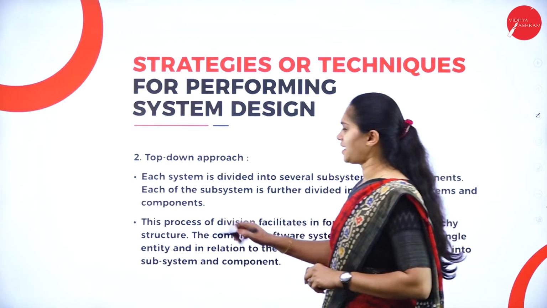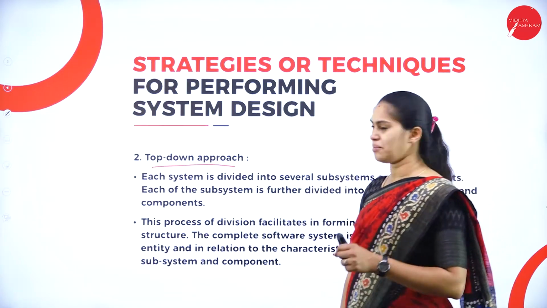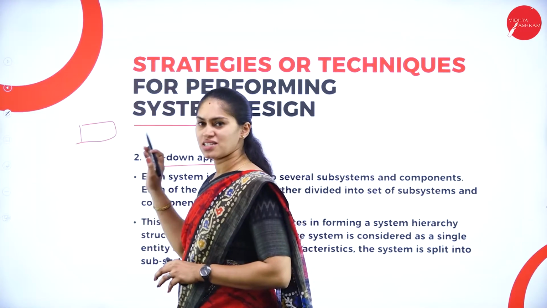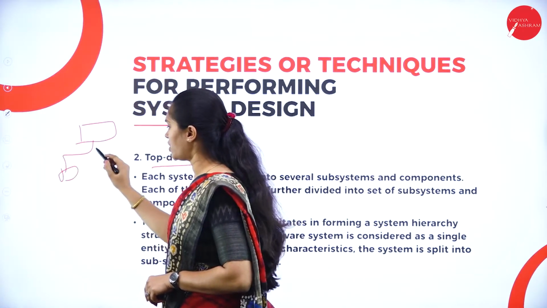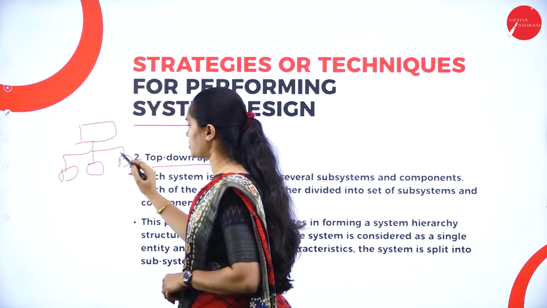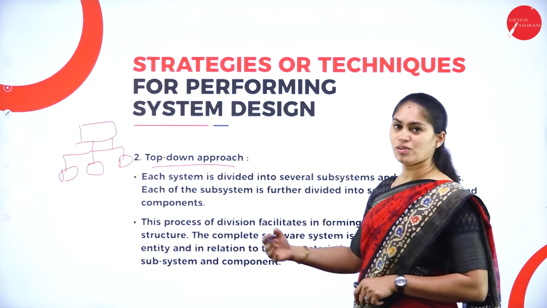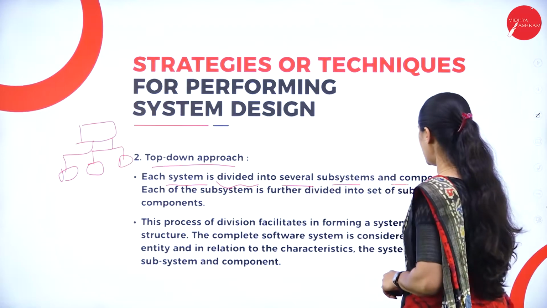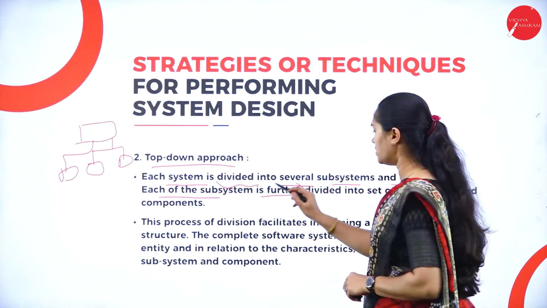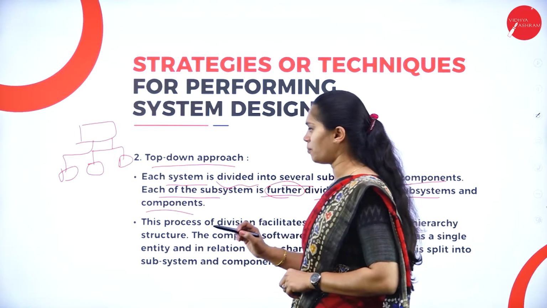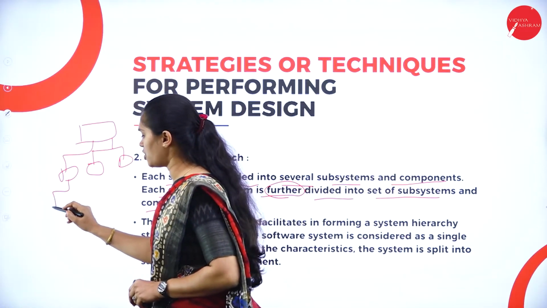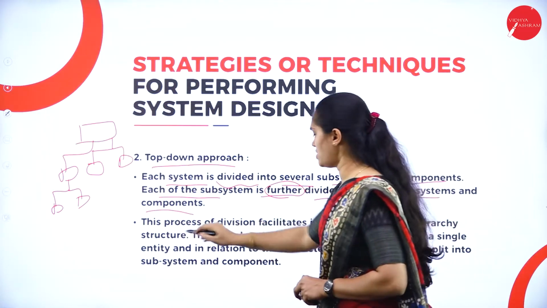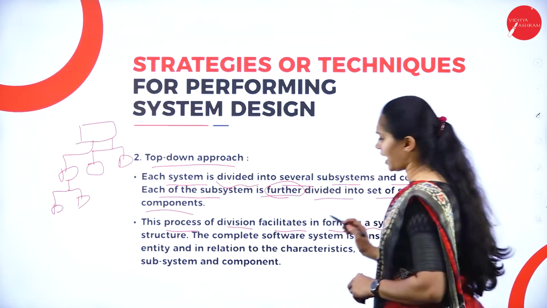Now we will see the second type, top down. As the name indicates, I have one problem whose complexity is high. Instead of considering it as a complete problem, it is divided into a number of sub-modules until it becomes easy to manage and to design a solution for the complex one. Each system is divided into several subsystems and components, and each subsystem is further divided into subsystems and components, until we reach the final solution. This process of division forms the system hierarchy structure.